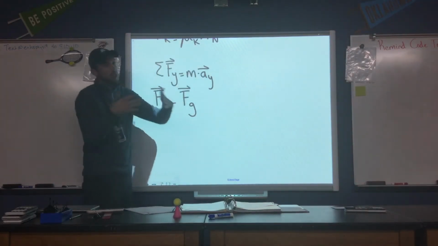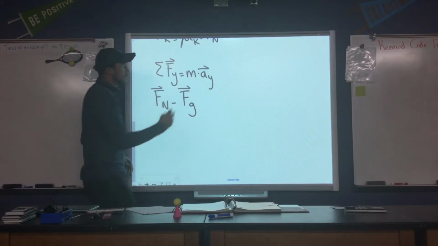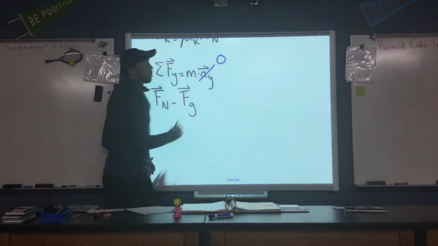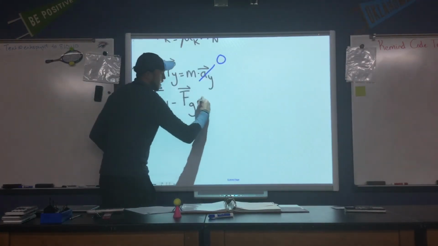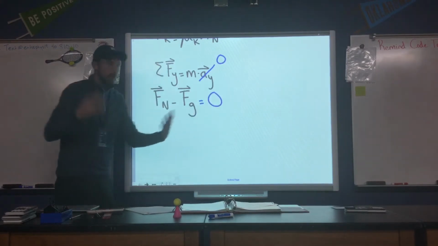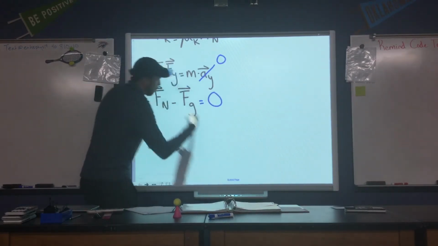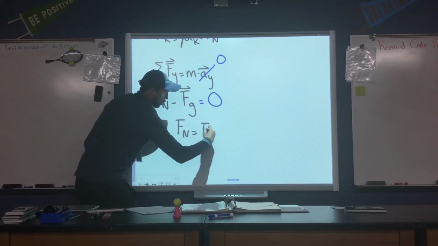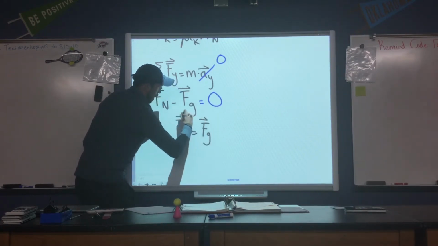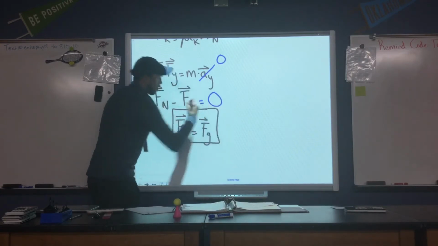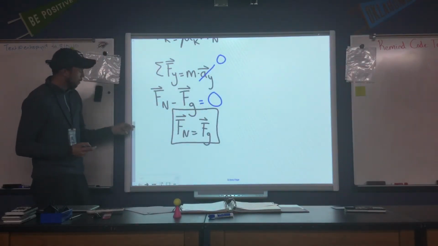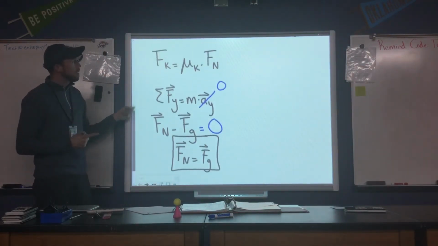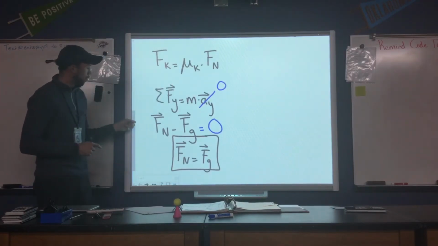And again, we're moving at a constant speed. We could probably assume we're not moving at all vertically. So our acceleration in the y direction would be 0, and our mass times 0 would just equal 0, right? So now I can move my force of gravity over to show that my normal force should equal our force of gravity. So that's a relationship that will help us to find our force of friction, right? Our coefficient multiplied by the normal force.